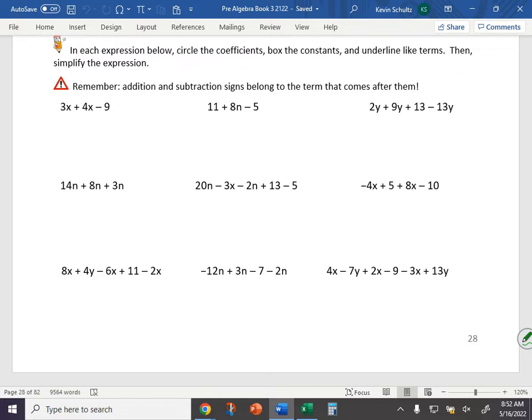The 3, 4, and 3x and 4. So the coefficient, you're right on where to look there. The coefficient is just the number, right? The coefficient doesn't include the variable x because x is the variable. Okay. And box the constants. What's my constant here?